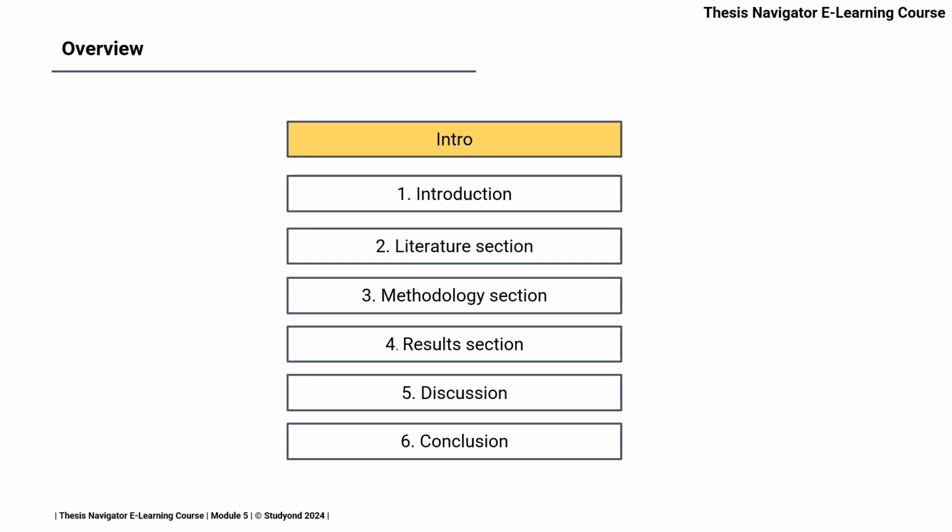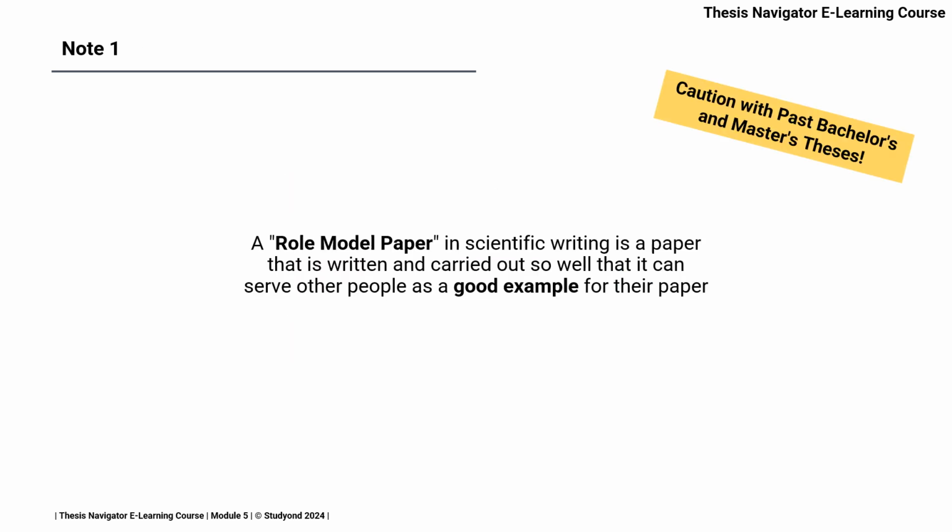But before we dive into the content, we want to share 4 general yet very important tips in this short intro video. First, we want to emphasize the importance and utility of role model papers. A role model paper is a scientific paper distinguished by its high quality in writing style, research methodology, and presentation of results. Consequently, these papers can serve as excellent examples and guides for your own bachelor or master thesis.